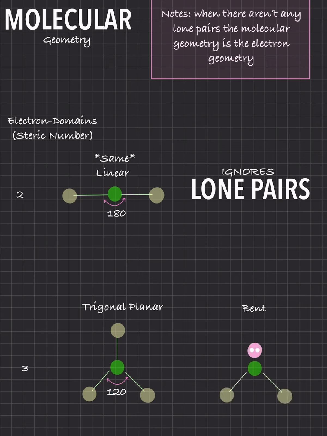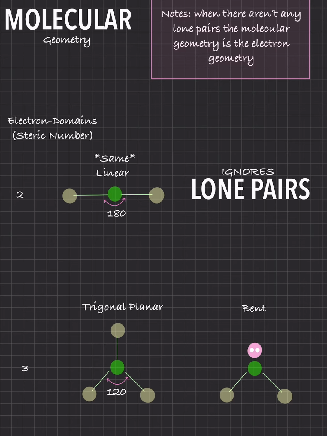Now, I have a lone pair. Is it the same? No. The name now is going to be bent. It's only considering 1 and 2. I mean, yes, the lone pair exists, as the steric number is going to be 3. But again, it's going to ignore that lone pair. So the geometry is going to be bent. Okay?